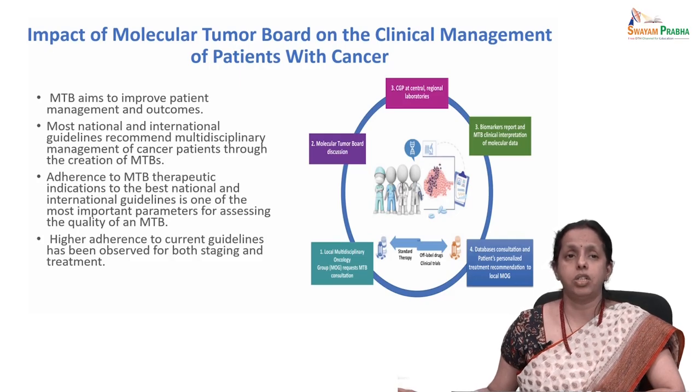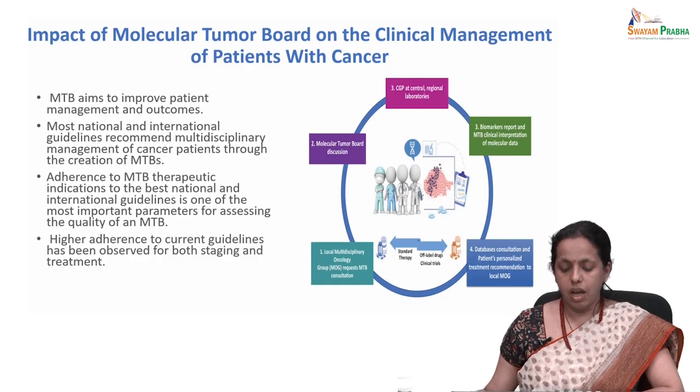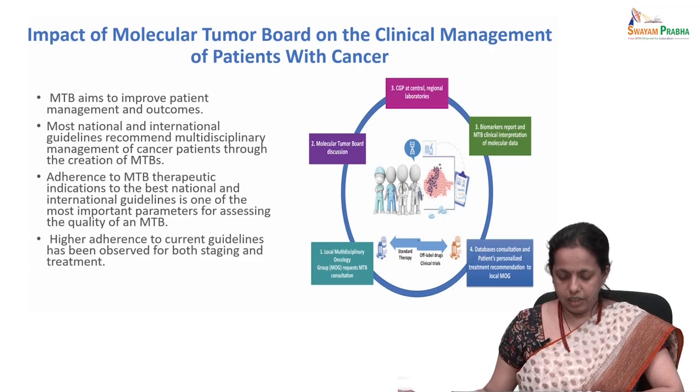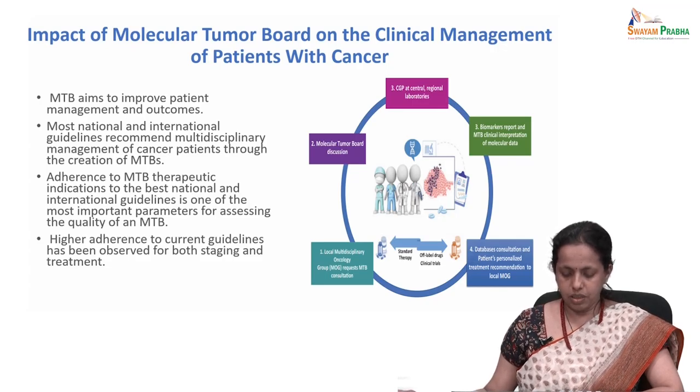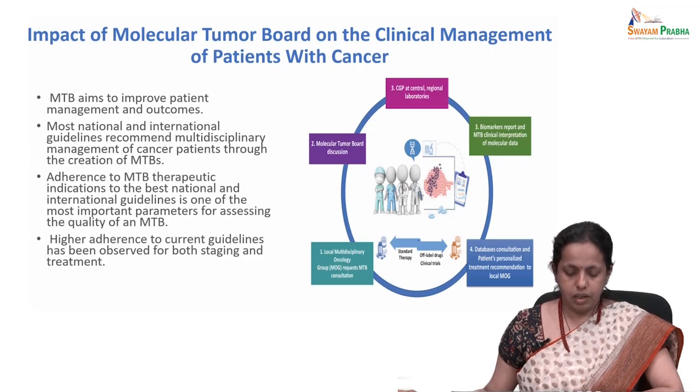This data interpretation is very, very important. You should be able to say how this particular gene expression, for example, your BC360 in your nanostring, is related to the biomarkers report and MTB clinical interpretation. Then database consultation and the patient's personalized treatment recommendations according to your local MOG, standard therapy and off-label clinical trials.